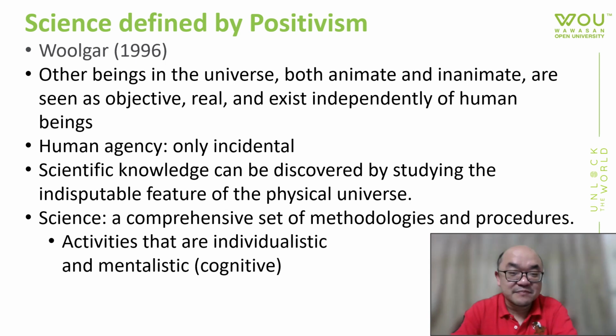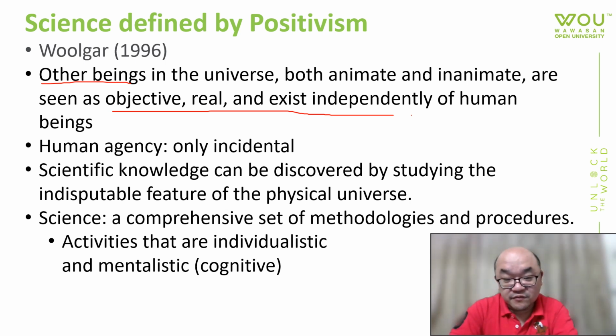That's why, similar to the natural sciences, we are going the route of science defined by positivism. According to positivism, all beings in the universe except human beings, both animate and inanimate, are seen as objective, real, and exist independently of human beings. Meaning they don't actually need our experience to live. They are what they are. Even your pet, your house, those things exist because they are real. They are objective. You can see them, you can measure them, etc.